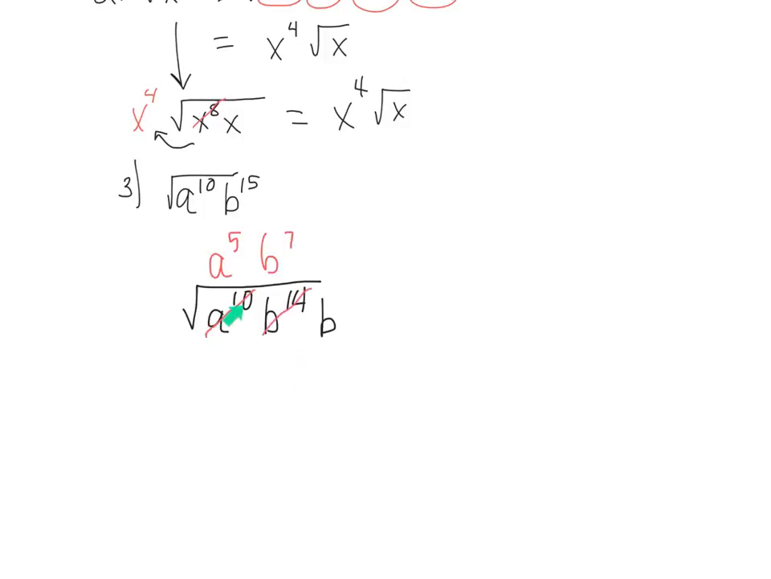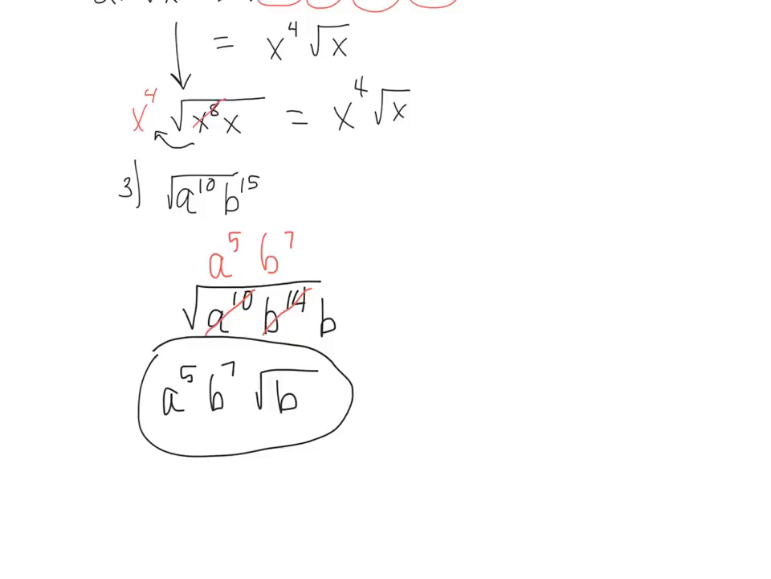So here a to the 10th divided by the 2 is a to the 5th. B to the 14th divided by the 2 is b to the 7th. So these two come outside, and this stays inside. So here's what your answer looks like. We're going to do the same idea with a third root problem next.